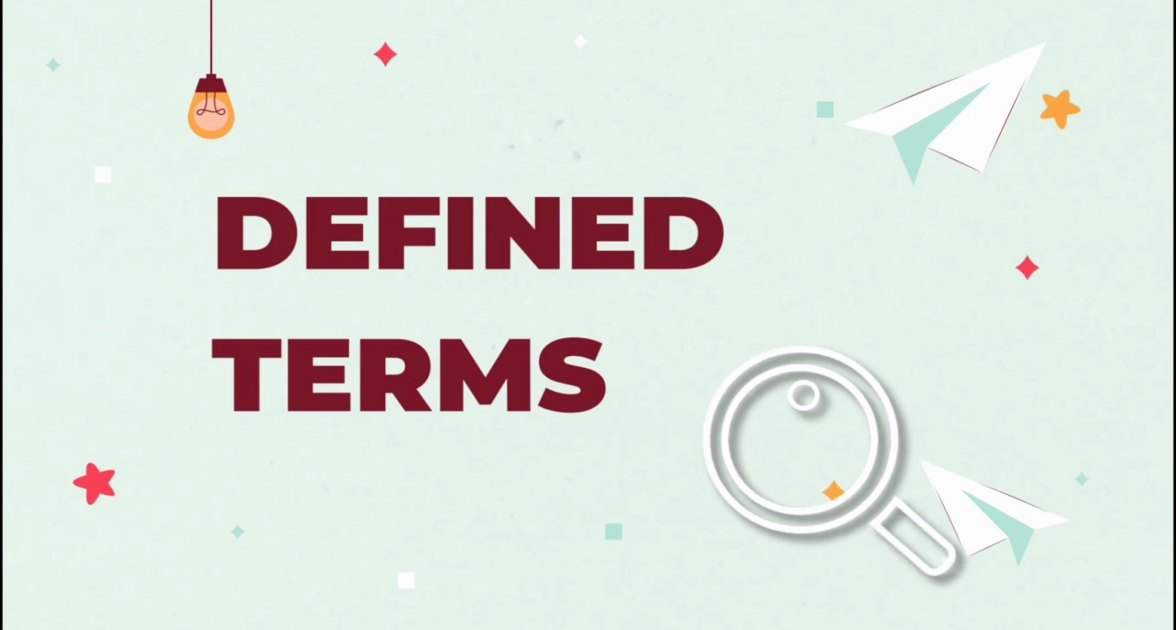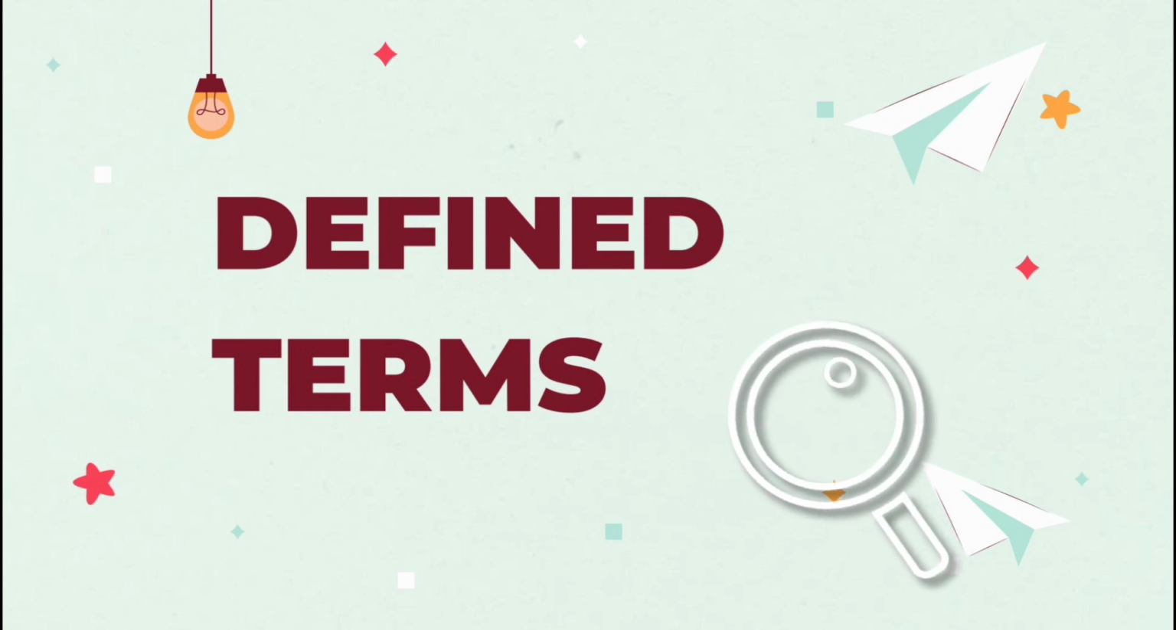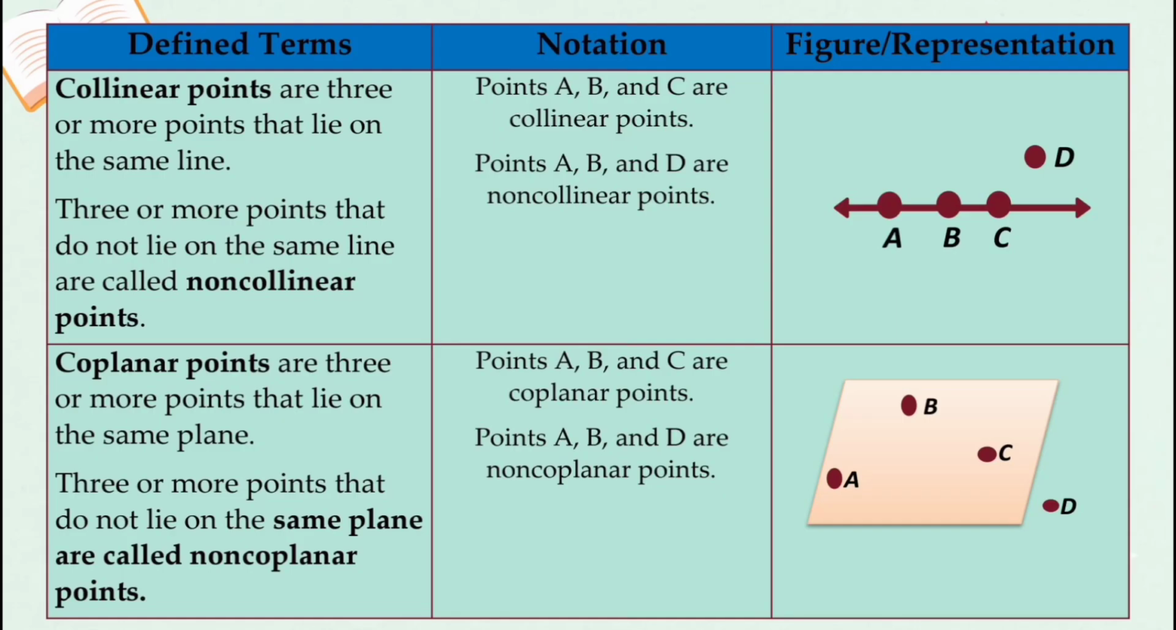Defined terms. Now that the three undefined terms were described and discussed, other geometric terms can now be defined. Collinear points are three or more points that lie on the same line. Three or more points that do not lie on the same line are called non-collinear points. Notation. Points A, B, and C are collinear points, while points A, B, and D are non-collinear points.